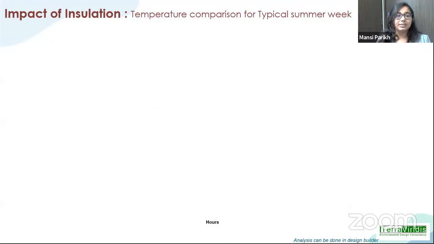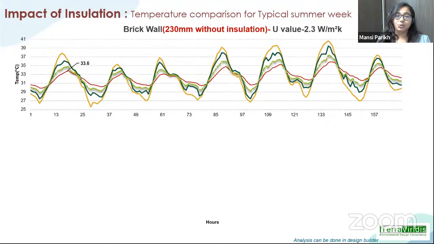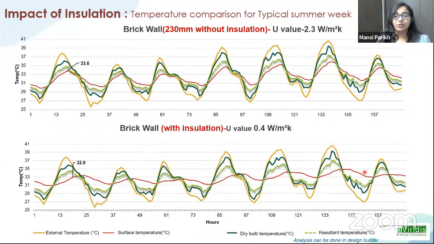Now, it's not only the energy or peak cooling load, it is also the thermal comfort of the occupant which is affected by providing insulation in this space. So the U value also has an impact on the thermal comfort. Both the graphs show various temperatures across a typical summer week. The one at the bottom shows the case with insulation, and the one on the top shows the case without insulation. The x-axis represents the hours of the week, and on the y-axis is the temperature.